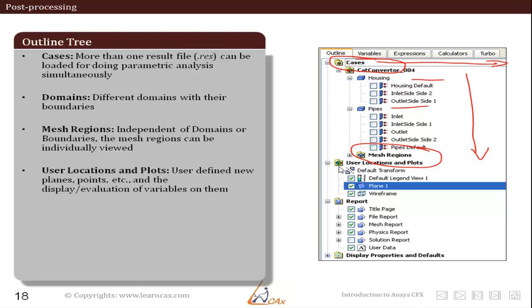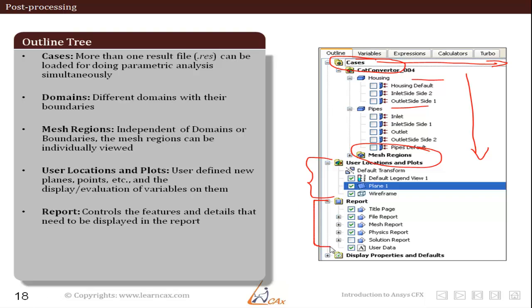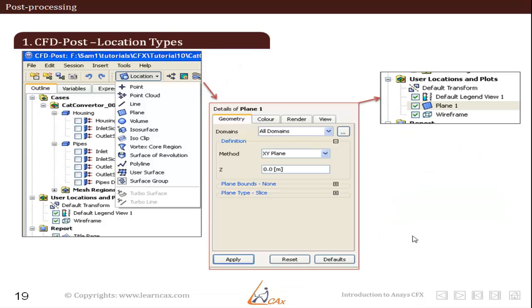After that, we have the user locations or plots, which is over here. This is for creating isoplanes, points, lines on which we can visualize results. These are extremely important. Below that, we have report, which is over here. This controls the features and details that need to be displayed in the report. Below that, we have the display properties section and all the defaults that are stored. This is for changing different display properties of images we see when we display results. Generally, we don't need to edit this much.